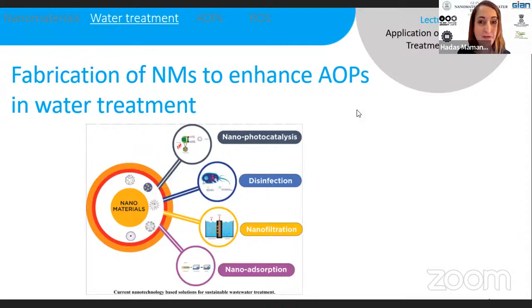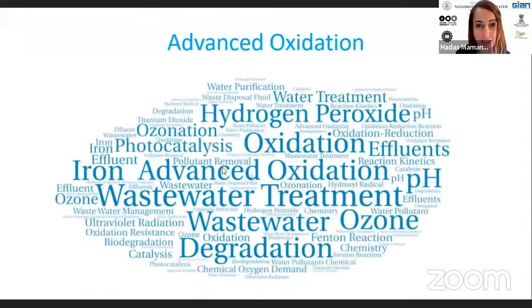Okay, and the fabrication of nanomaterials to enhance advanced oxidation processes in water treatment usually relates to nanophotocatalysis, okay? However, nanomaterials in general, as a recap from the previous slide, could also be used as a disinfectant, in nanofiltration processes, and in nanoadsorption. So we can actually use nanomaterials in all these different processes.